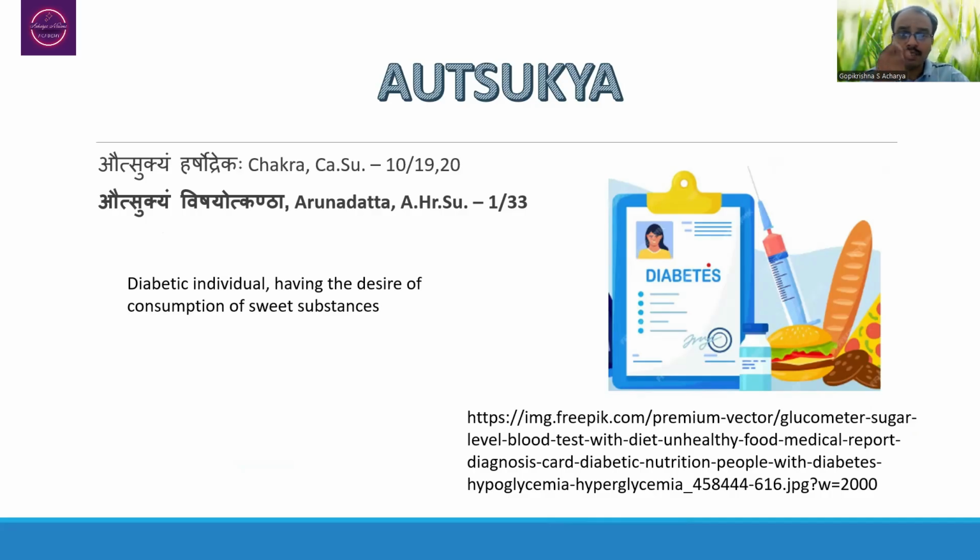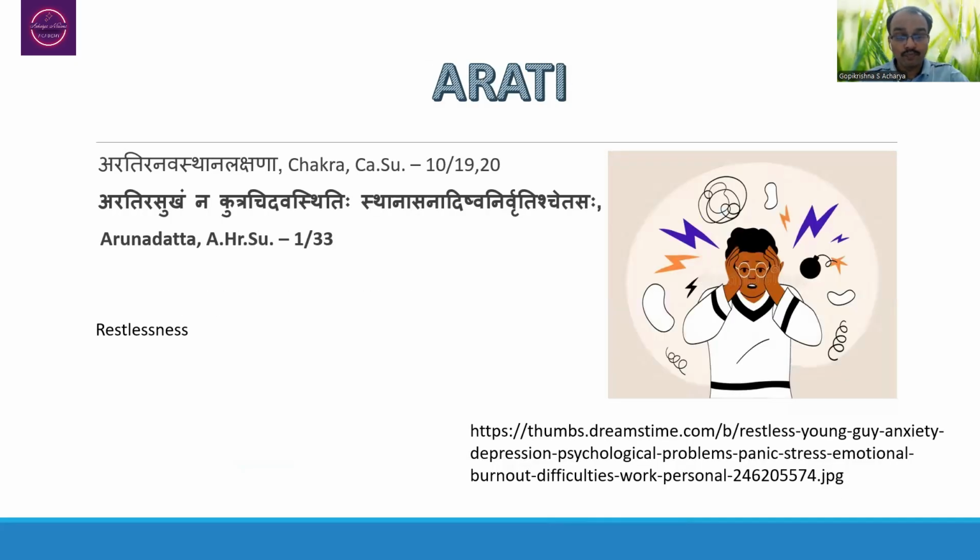So that is considered to be responsible for the further increase of hypertension itself. Like that, this is an example for Autsukya, whereas Arati refers to Anavasthana Lakshana.